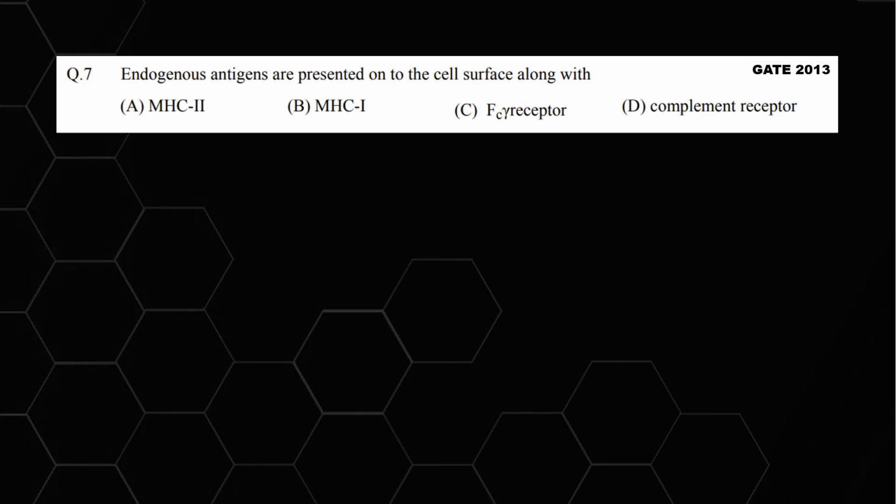Hello everyone, we are solving question number 7 of GATE 2013. It says endogenous antigens are presented on the cell surface along with MHC class 2, MHC class 1, Fc gamma receptor or complement receptor. So let's see how endogenous antigen are presented on the cell surface.